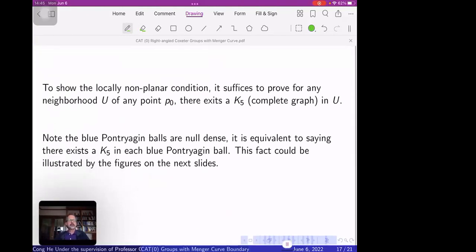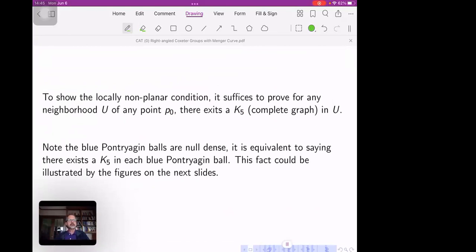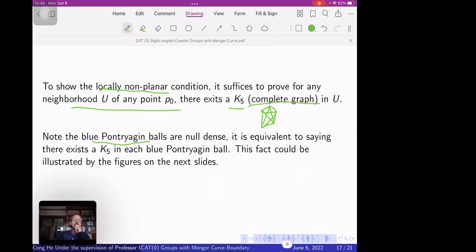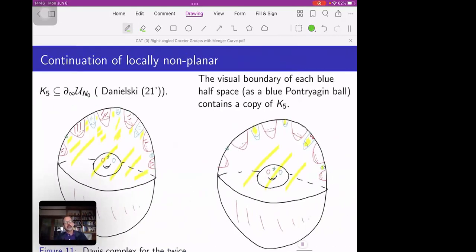So for the other property, we need to show that this is locally non-planar. Locally non-planar means that for any neighborhood of T0, there exists a K5. If we can prove this, the K5 is like this. It's a complete graph on 5 points in U. Note that the blue Pontryagin balls are not this. So this claim is equivalent to saying there exists a K5 in each blue Pontryagin ball. The fact can be illustrated by the figures on the next slides.